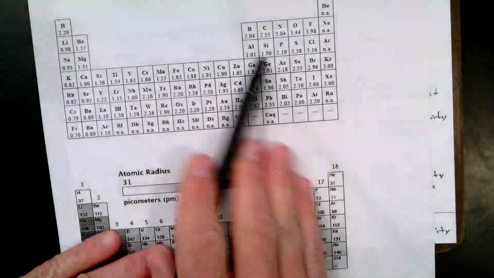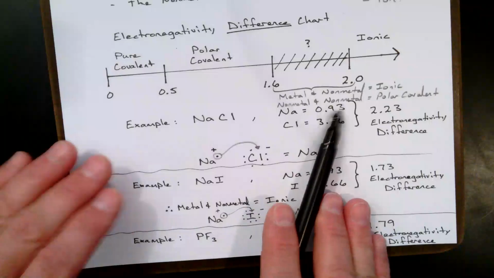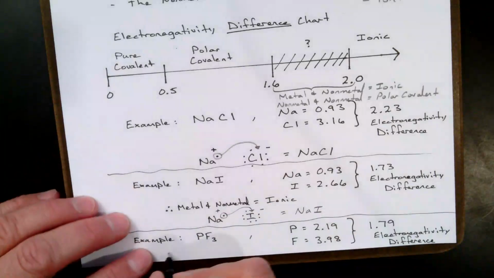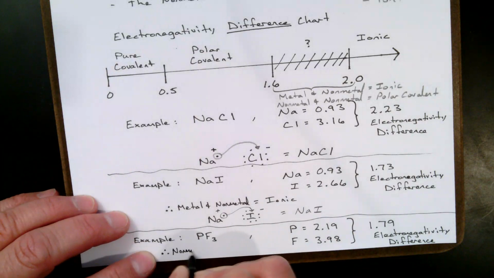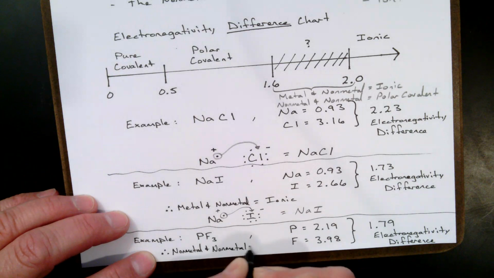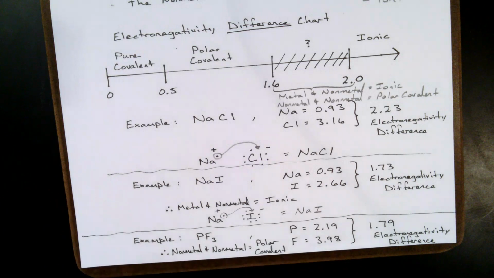P is a non-metal. It's to the right of that stair-step line. F is a non-metal. So since both are non-metals, we will call this bond a polar covalent bond. We don't know how to show bonding of a polar covalent bond yet. That'll be in a subsequent unit.